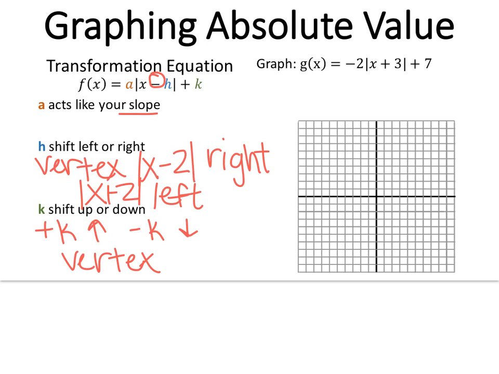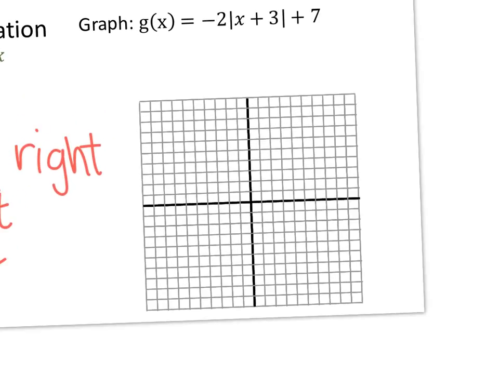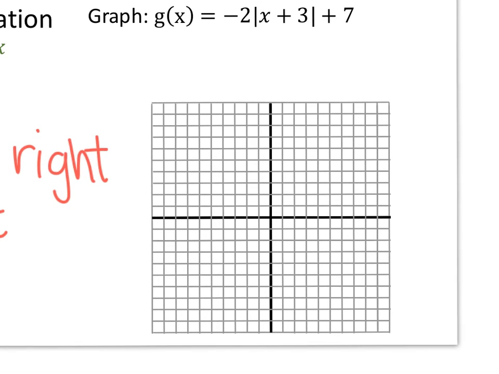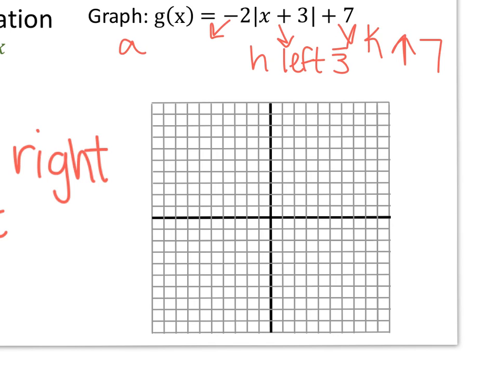Now that we've talked about all the pieces of the transformation equation, we just need to do an example. Our one example is negative 2 times the absolute value of x plus 3, plus 7. This plus 7 is a k value, so I'm going to go up 7. This plus 3 is our h value, and remember that plus 3 actually means left 3. And then this number out front is a, and this means I'm going to move down 2 and then over 1.